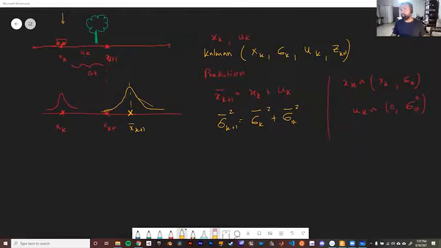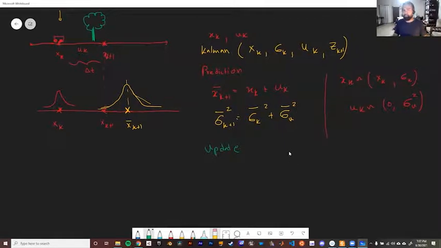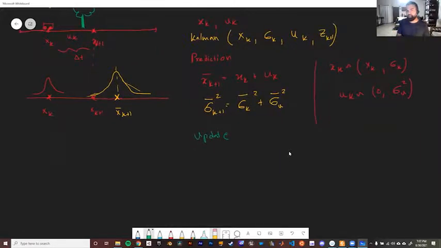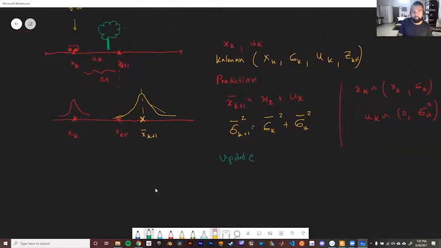Now we'll go into the next step, which is what? What's the next step called? It's called update. Right. So in the update, first you need to calculate the Kalman gain and all that stuff, right? I'll actually hopefully give you guys just the intuition behind this first before we actually do that. So when you do the update, what that means is now the tree is here.